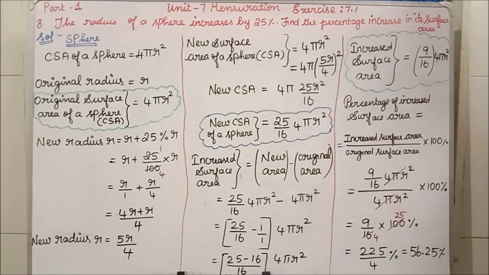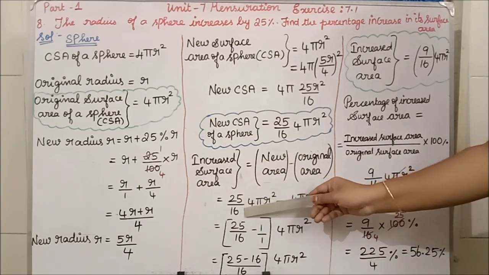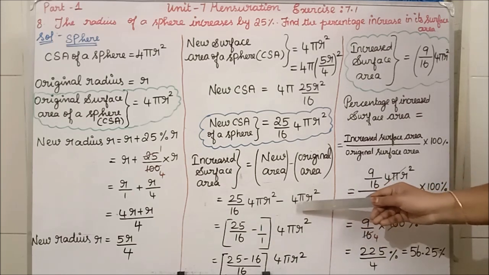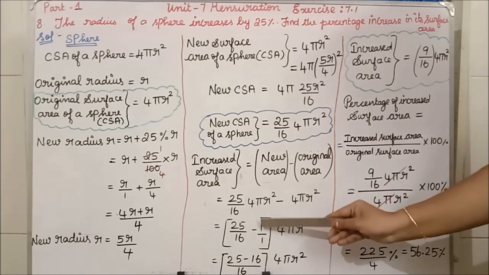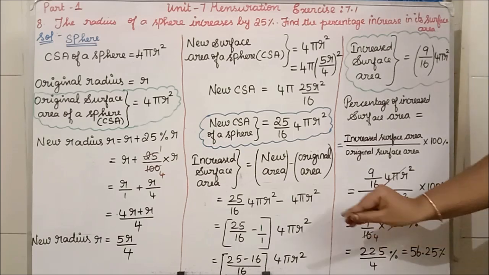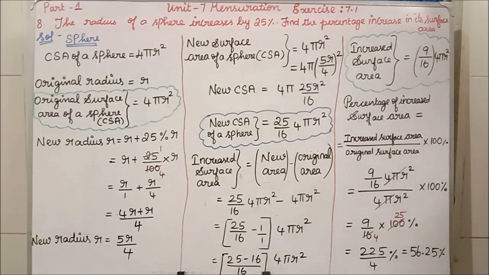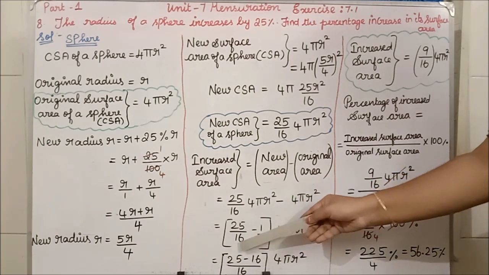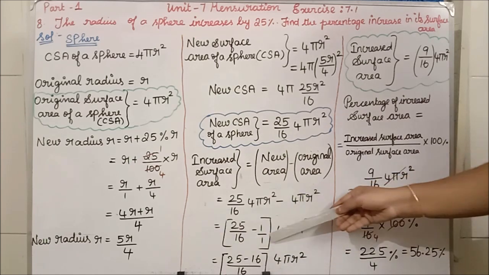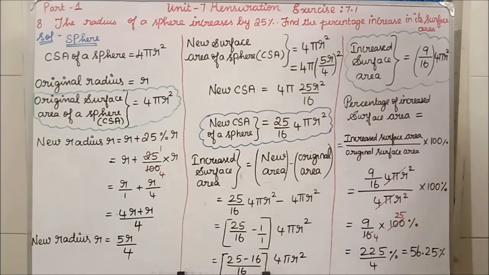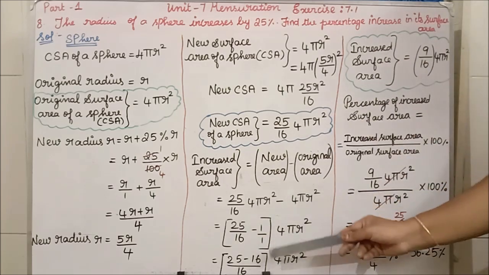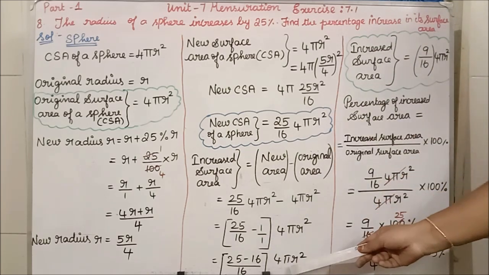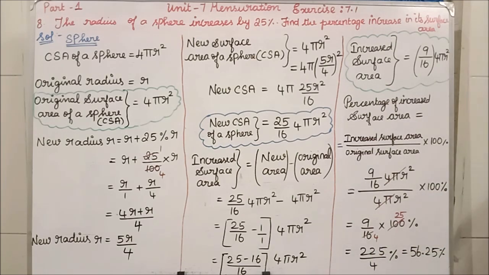Clear? So from these two terms, 4 pi r square is common, and I have taken it out. So then what will you have? 25 by 16 minus, since 4 pi r square is outside, you have to put 1. Here, no denominator means you assume the denominator is 1. The next step, I am doing the cross multiplication. 1 into 25 is 25, 16 into 1 is 16, divided by 16 into 1 is 16. Clear? So the increased surface area is 25 minus 16, which is 9, divided by 16, into 4 pi r square.